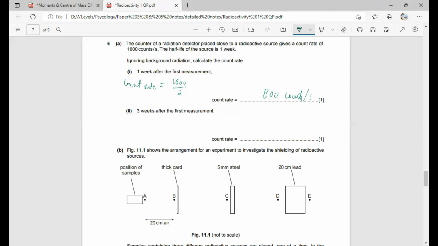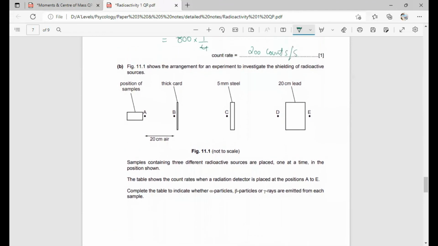Now, after 3 weeks, what should be the count rate? After 3 weeks, it should be 1/4 of your respective count, which you calculated at 1 week. That's your 800 by 1/4. So it would be 200 counts per second.